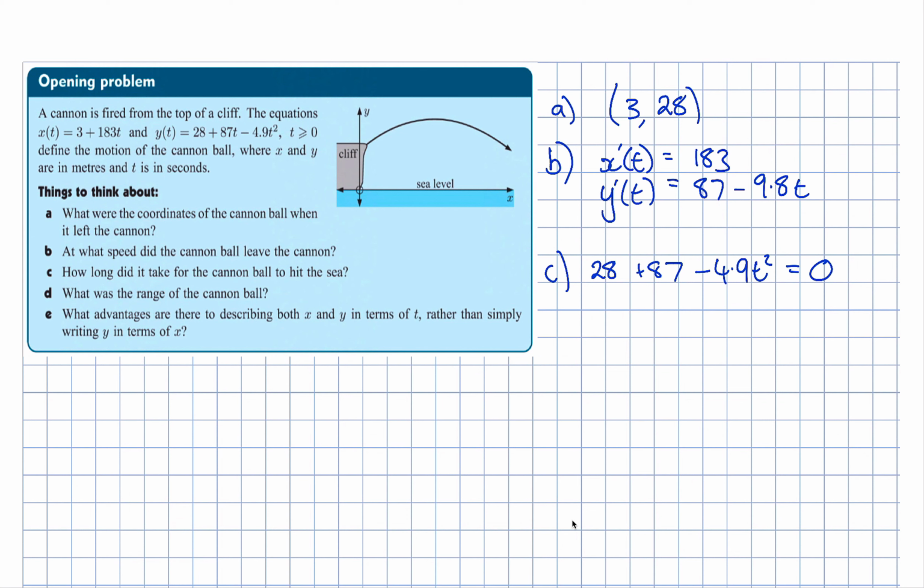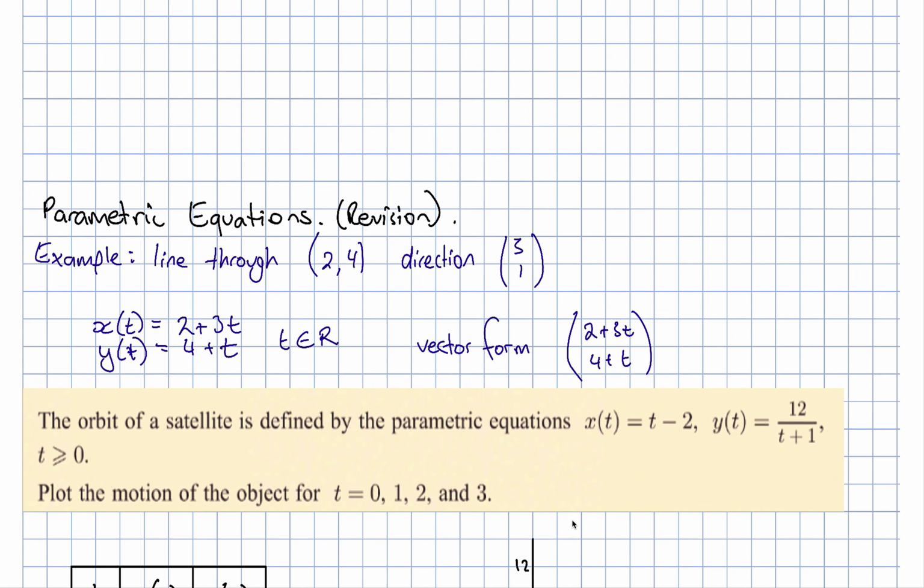So it's another way of describing it. It's quite powerful. One of the last bits says, what's the advantage of describing both x and y in terms of t rather than writing y in terms of x? Well, if you write y in terms of x for this, you lose the time factor, and so you can't see the changes and plug them in. Okay, so we're going to be doing some stuff like that.